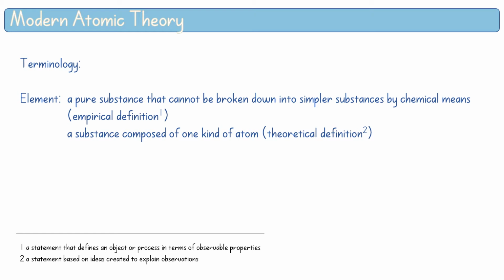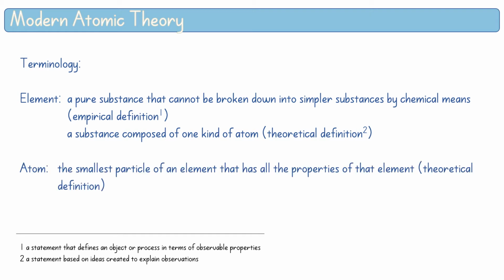It can also be defined as a substance composed of one kind of atom. This is a theoretical definition, which is a statement based on ideas created to explain observations. An atom is the smallest particle of an element that has all the properties of that element, which is a theoretical definition.